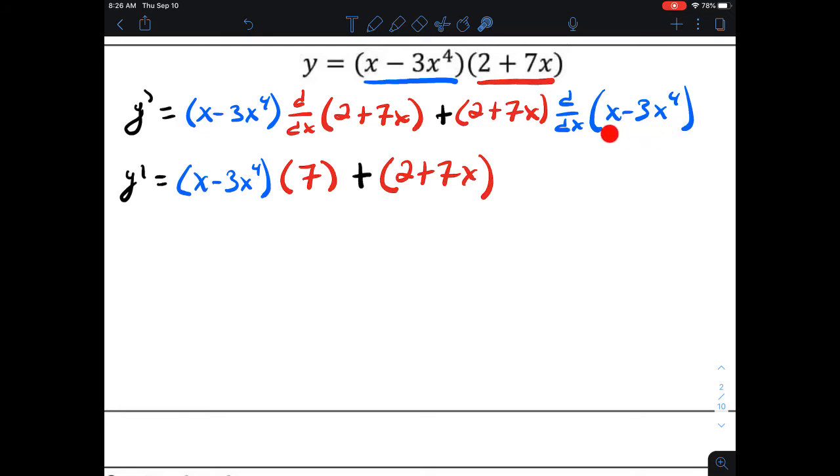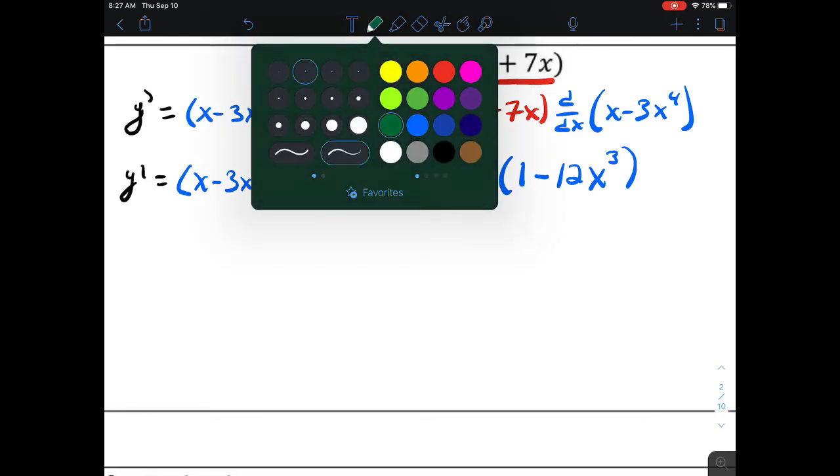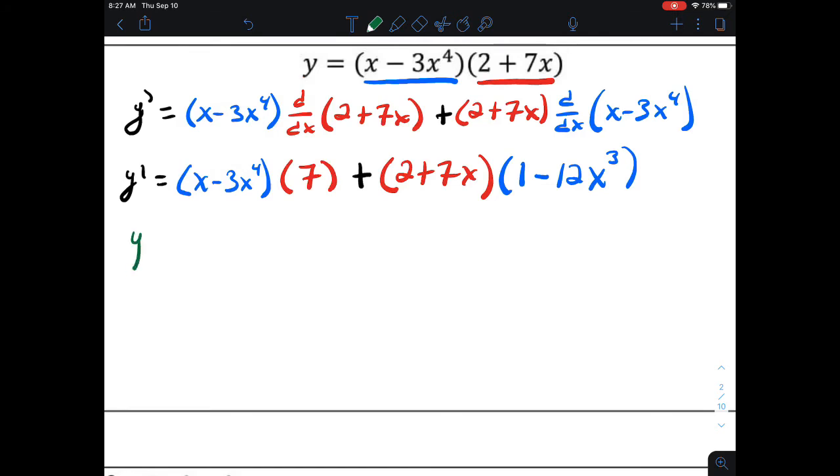the derivative of just x is 1, so I have 1, and then the derivative of negative 3x to the fourth, I do power rule, multiply the 4 by the negative 3, that makes negative 12, take 1 away from the exponent, we have x to the third, so minus 12x to the third power. And then we would just multiply this thing out and simplify it as needed, and so I'll do that real quickly here.